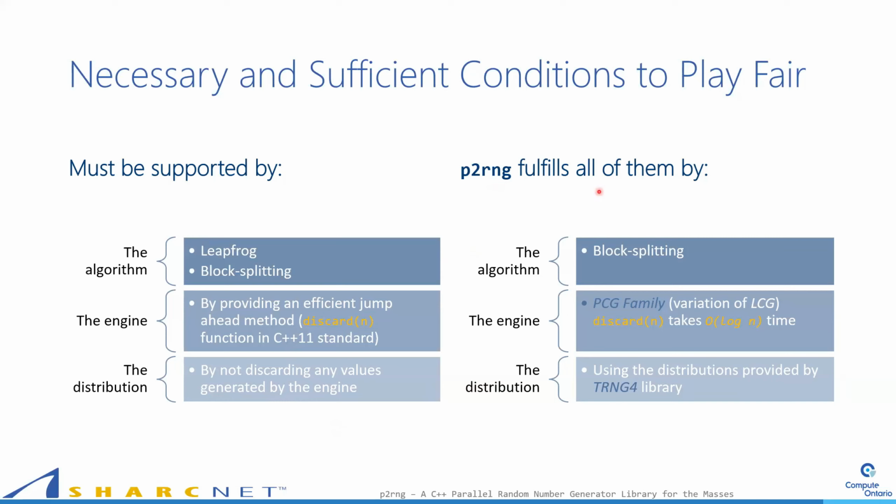p2rng fulfills all of them by using the block splitting technique as its algorithm and using the p2rng family, which provides discard, and this discard has a complexity of O(log n), which is much, much better than O(n), for example. And it uses the distributions from TRNG4. To the best of my knowledge, the only library that provides such distributions that are also compatible with the C++11 standard is TRNG4. These are designed in a way that they don't discard any values.